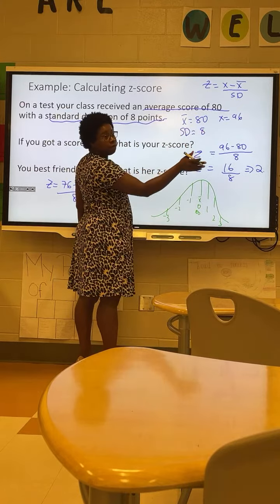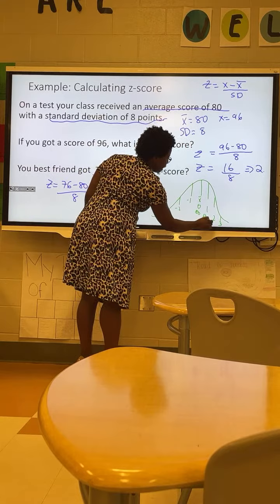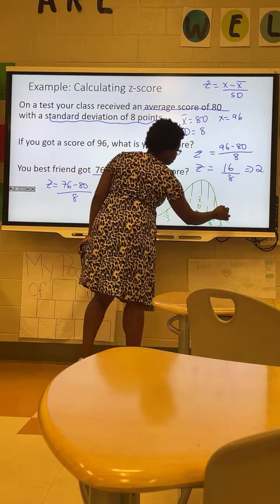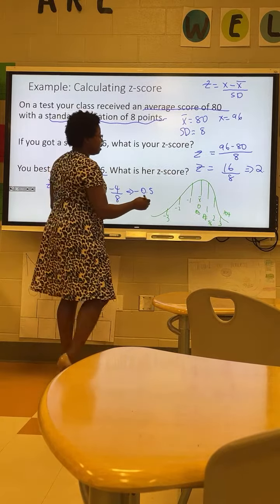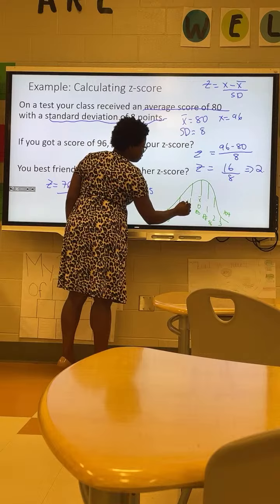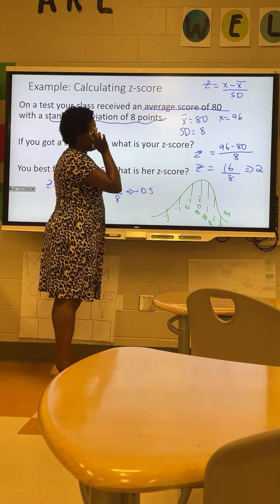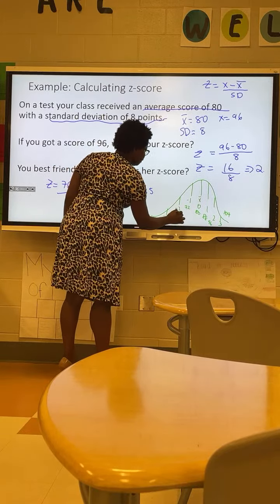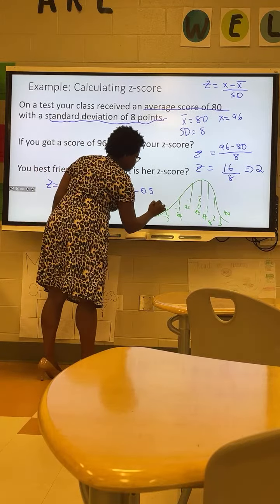added the standard deviation to your right, so that would be 88. That would be 96. 96 plus 8 would be 104. If you're subtracting to your left, here you would have 72. 72 minus 8 will give you 64. 64 minus 8 would give you 56.